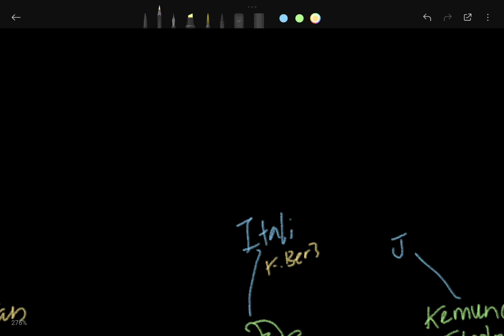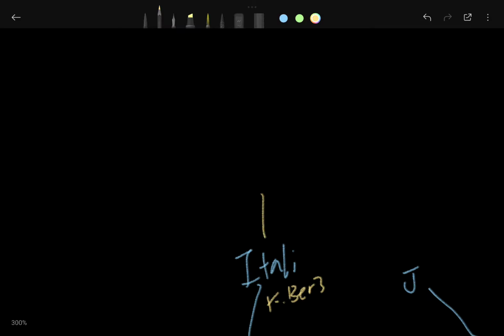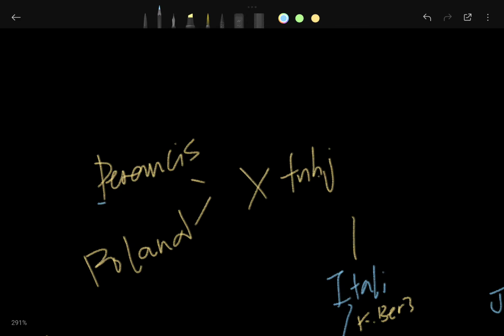Okay, what's up with Italy then? So for Italy, negara yang menyertai Pakatan Bertiga, that one, tidak diberikan tanah jajahan baharu seperti yang diperoleh by other countries like Perancis, the French, and Poland. The letter P is for both countries.